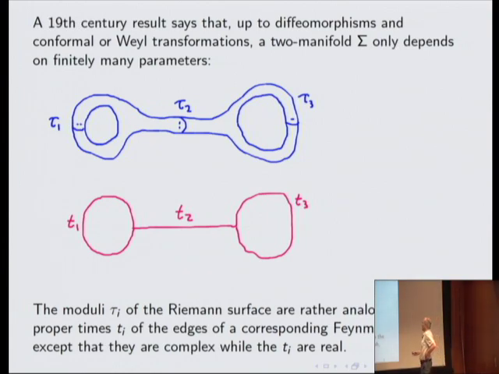So here's our Feynman diagram with Schwinger parameters, t's. And the 19th century result says that there are finitely many parameters which, roughly speaking, when they're large, have an interpretation that matches some Feynman diagram. If they become small, they're hard to interpret, but they might expand again in a different region, and then they would match some other Feynman diagram.